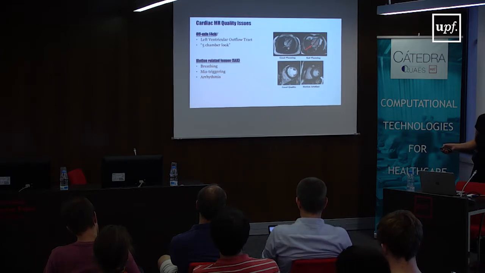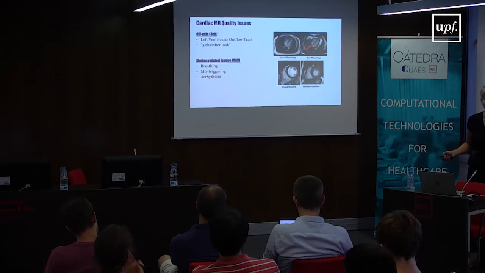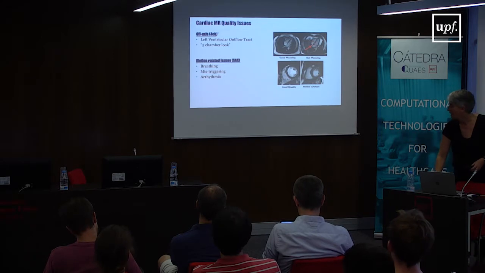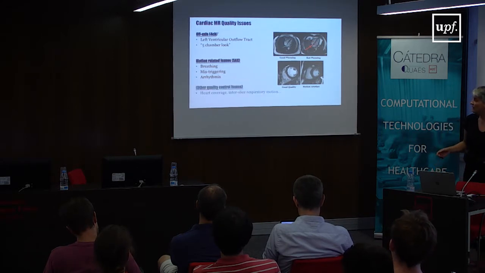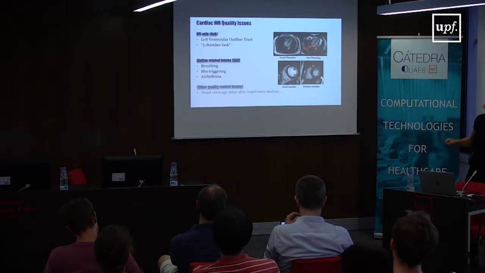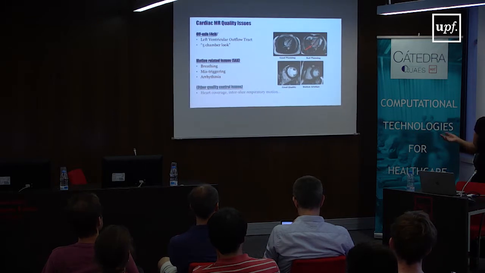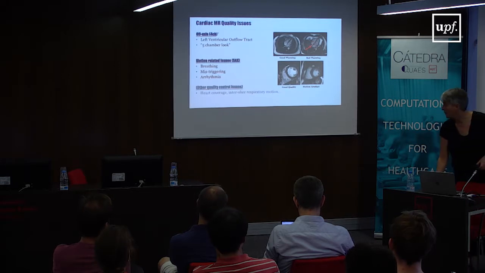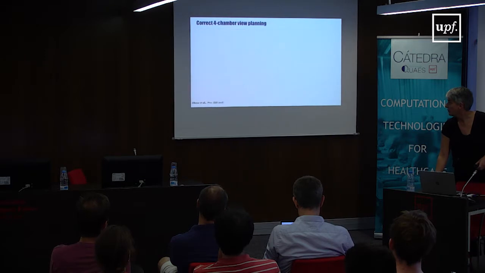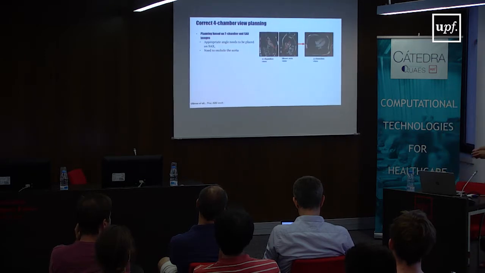Or it could be arrhythmia, and of course that's quite common in cardiac patients. Other artifacts would include interslice motion, respiratory motion, or incomplete heart coverage if you want to calculate the ejection fraction and you haven't fully covered the heart. These are things that Daniel's postdocs are working on, and I'm not mentioning them here. I'll focus on the first one, the correct four-chamber view planning.